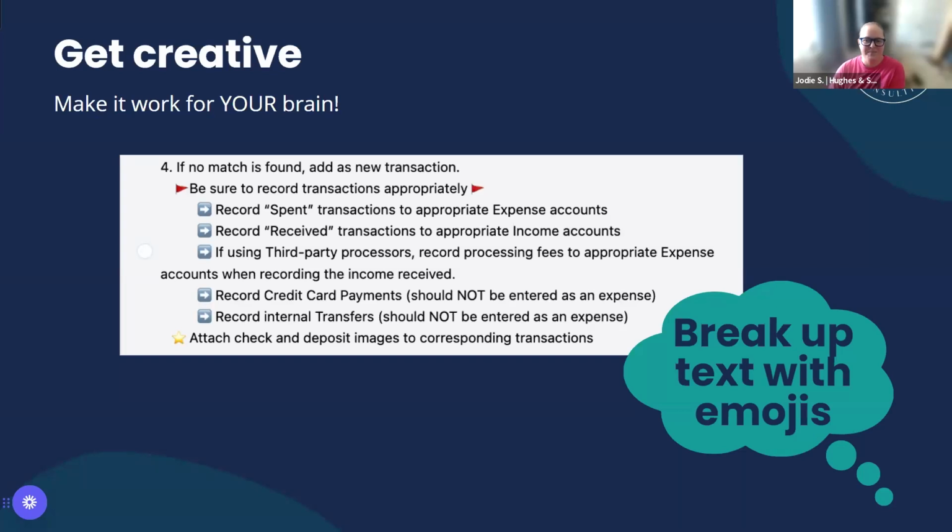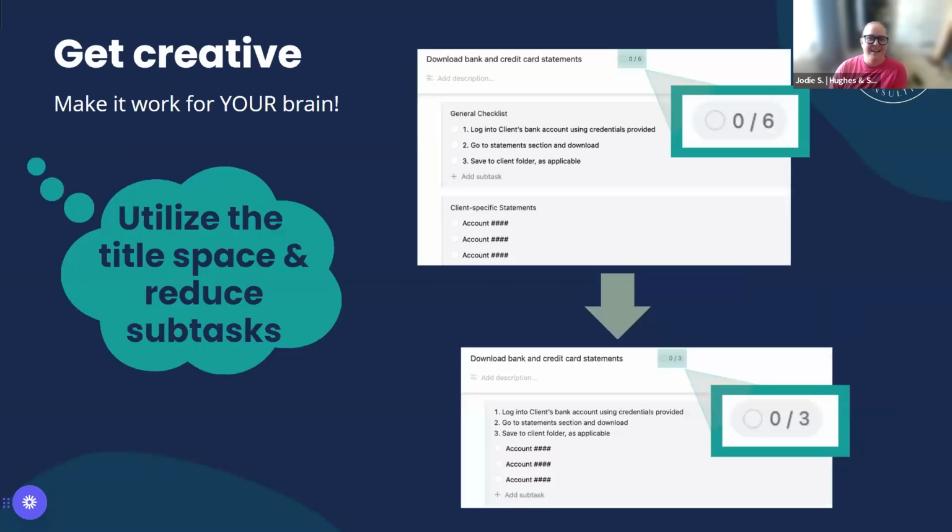All right, another creative idea is to utilize that title space and reduce subtasks. So this is exactly what I was mentioning before, where instead of having it broken out into the subtasks that could be checked off, and now you have 0 out of 6 to do, you can utilize that title space and put in the instructions there, and then below it only have the checklists that are needed.